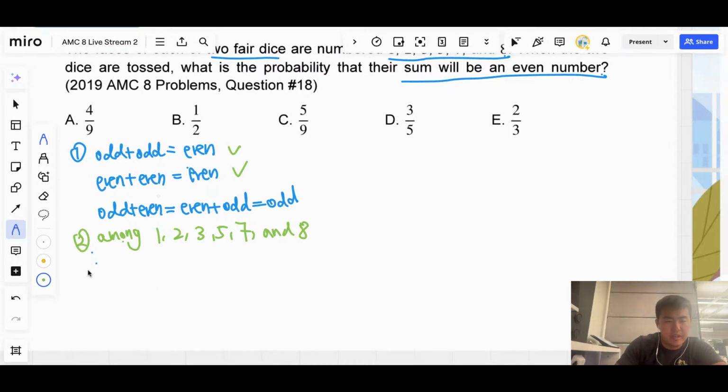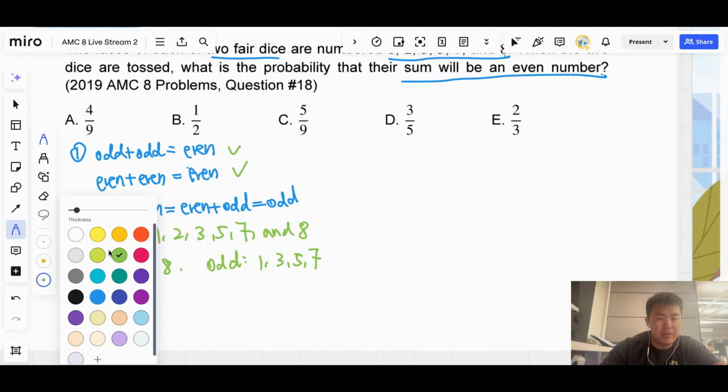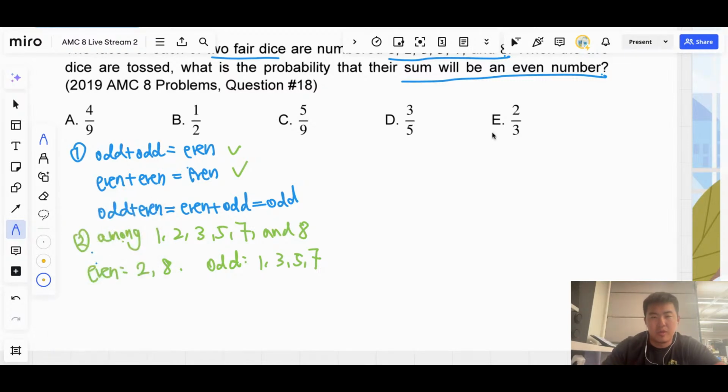Okay, so for the even numbers, we only have 2 and 8, right? So what are the odd numbers? All the rest: 1, 3, 5, 7. So it's a 4 to 2 relationship. Okay, so after this one, we just jumped to our last step of solving the problem.